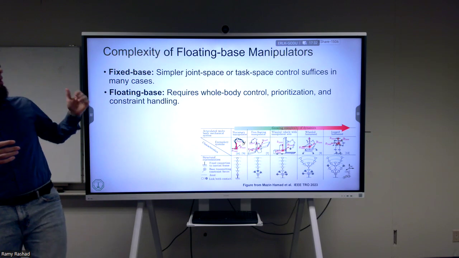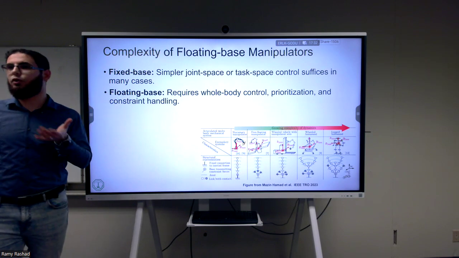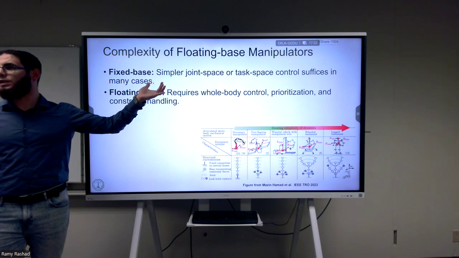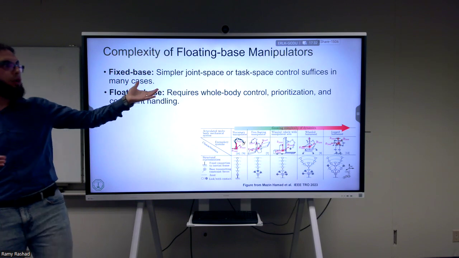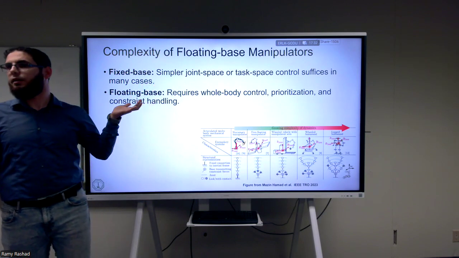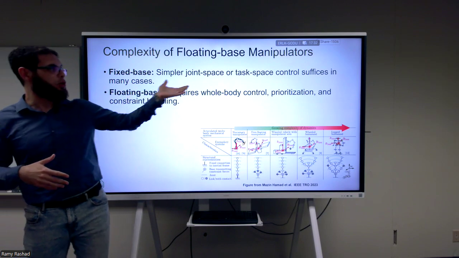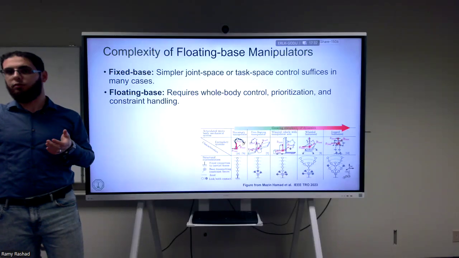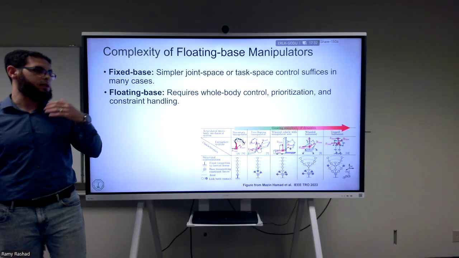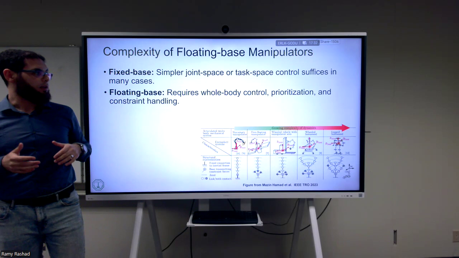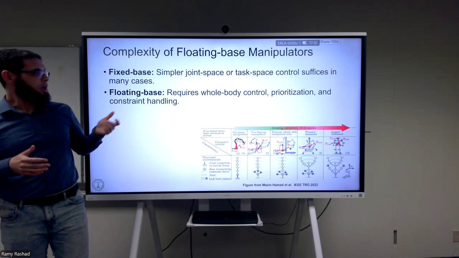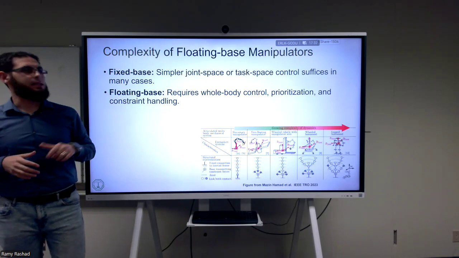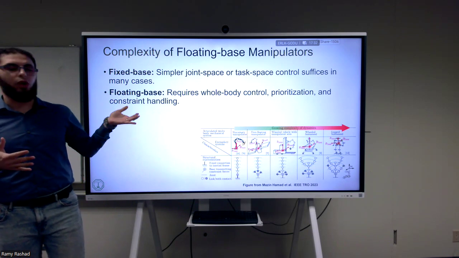Also, when we have fixed base manipulators, we looked at two types of controller. One is in the joint space, where we design the torques directly by measuring theta and theta dot, and theta double dot if needed. Or we can have task space control, where we look at the end effector and feed back its pose, its velocity, and its acceleration. However, when we're talking about a floating base, it's highly nonlinear. We need to talk about whole body control.